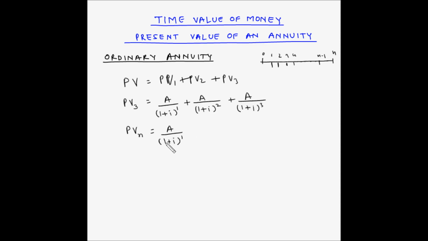So this is A divided by 1 plus I to the power 1, which is whatever you are getting at the end of the first year, plus A divided by 1 plus I to the power 2 and so on. And at the end you'll have A divided by 1 plus I to the power n minus 1 plus A divided by 1 plus I to the power n. So let's say this is our equation number 1.